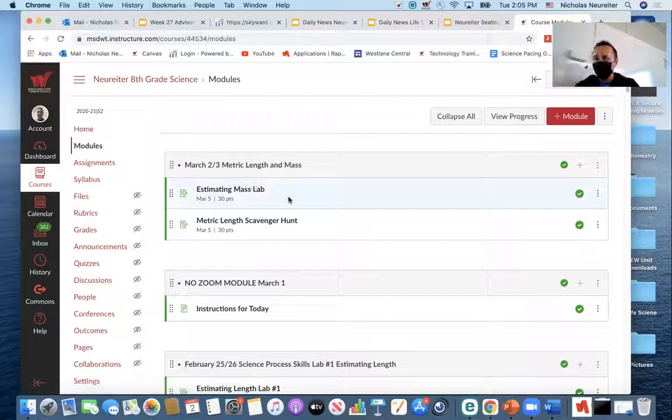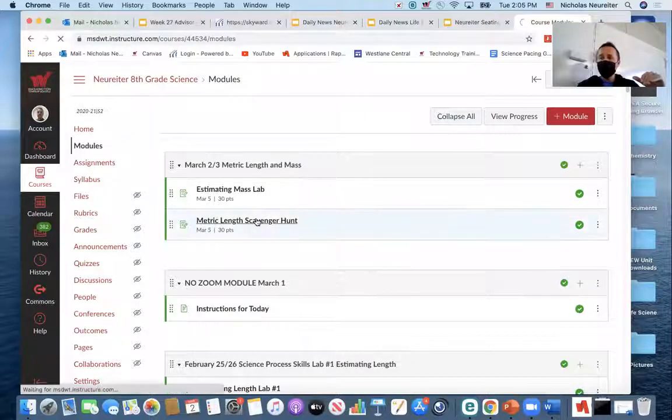Pull up these same things. So there's two things in here. There's the estimating mass lab, and then there's the metric length scavenger hunt. The first thing I'm going to go over is the metric length scavenger hunt, because that's something you can work on after the mass lab, and you already know how to basically do this.